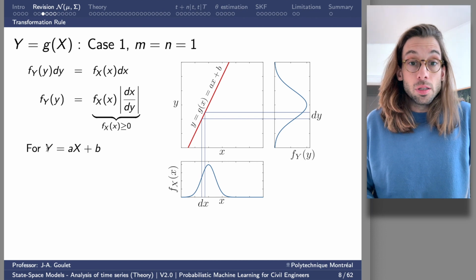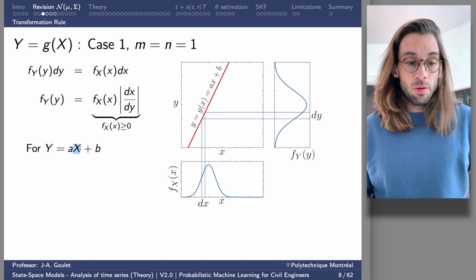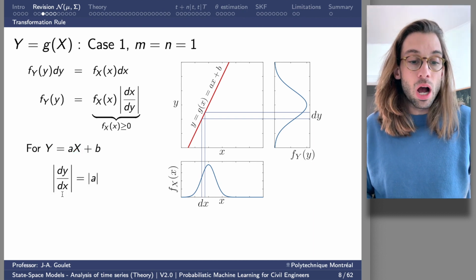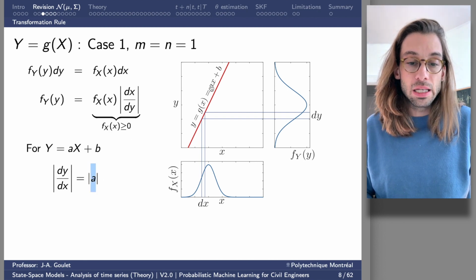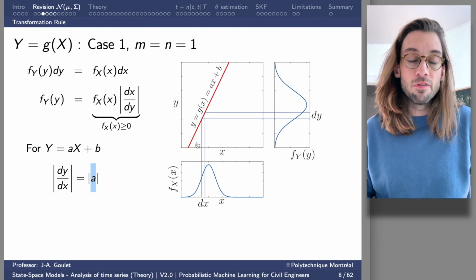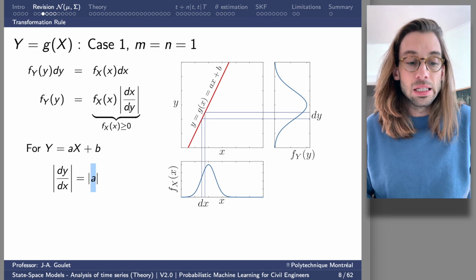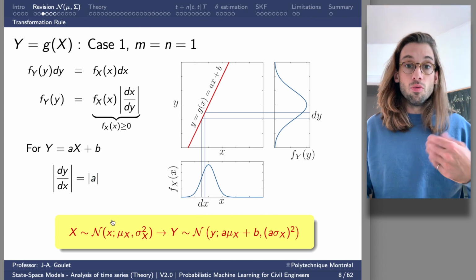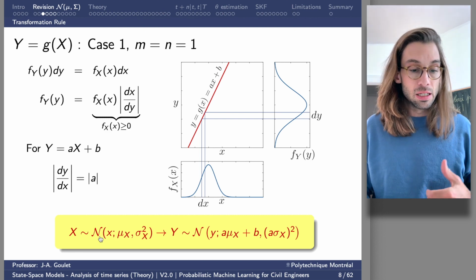For a linear function, y equals ax plus b, where x is a random variable, it implies that y is going to be a random variable as well. In that case, dy dx is simply equal to a. It's simply the slope of my function. So in absolute value, if dy dx is a, then dx dy is 1 over a.